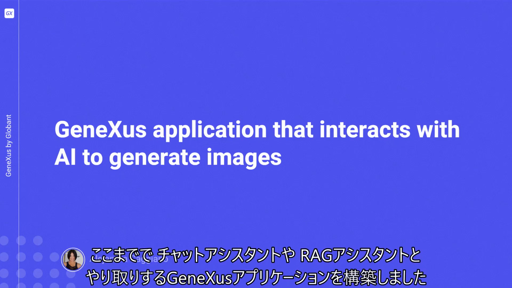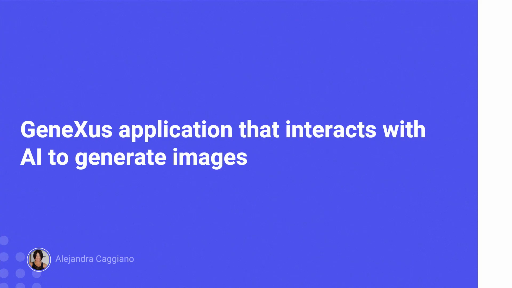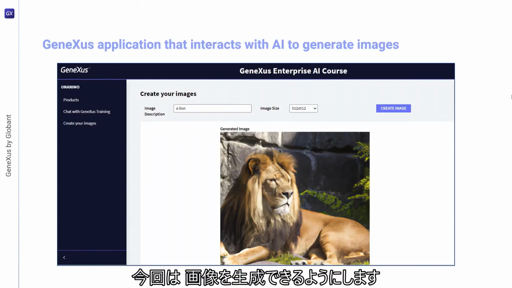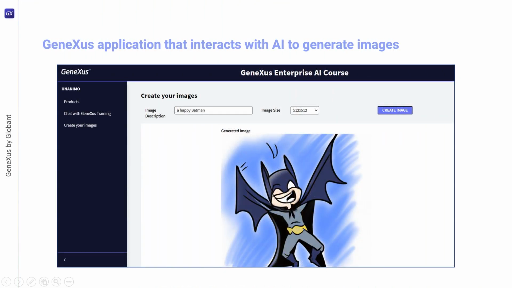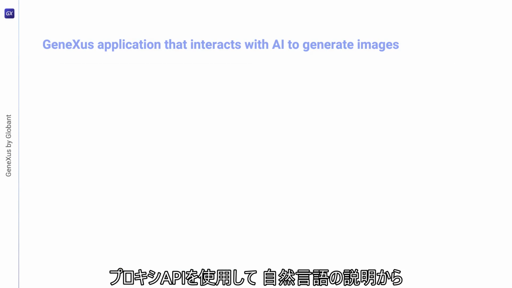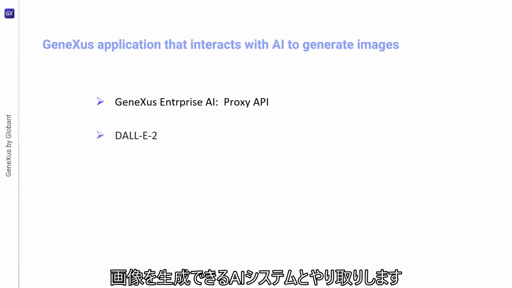We already have our GeneXus application that interacts with the chat assistant and a RAG assistant. We're now going to enable the possibility of generating images. For that, we're going to use the proxy API to interact with an AI system that can generate images from a description in natural language.